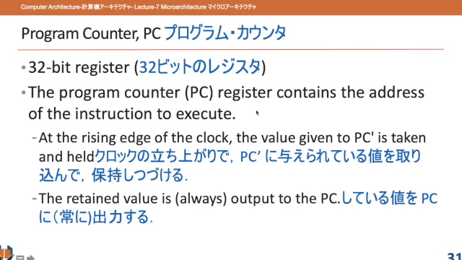The next one is the program counter. Well, the program counter is also a 32-bit register, and particularly the program counter contains the address of the instruction to be executed, right? And at the rising edge of the clock, the value given to the PC is taken and held. And that value is always the output of the program counter.